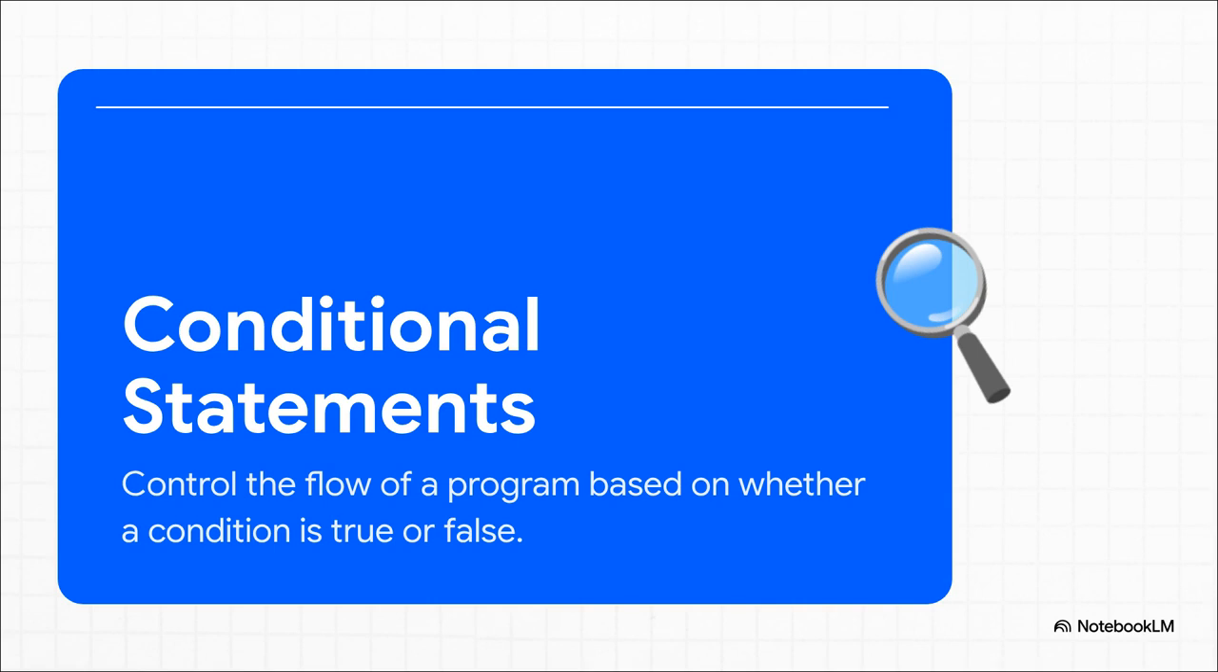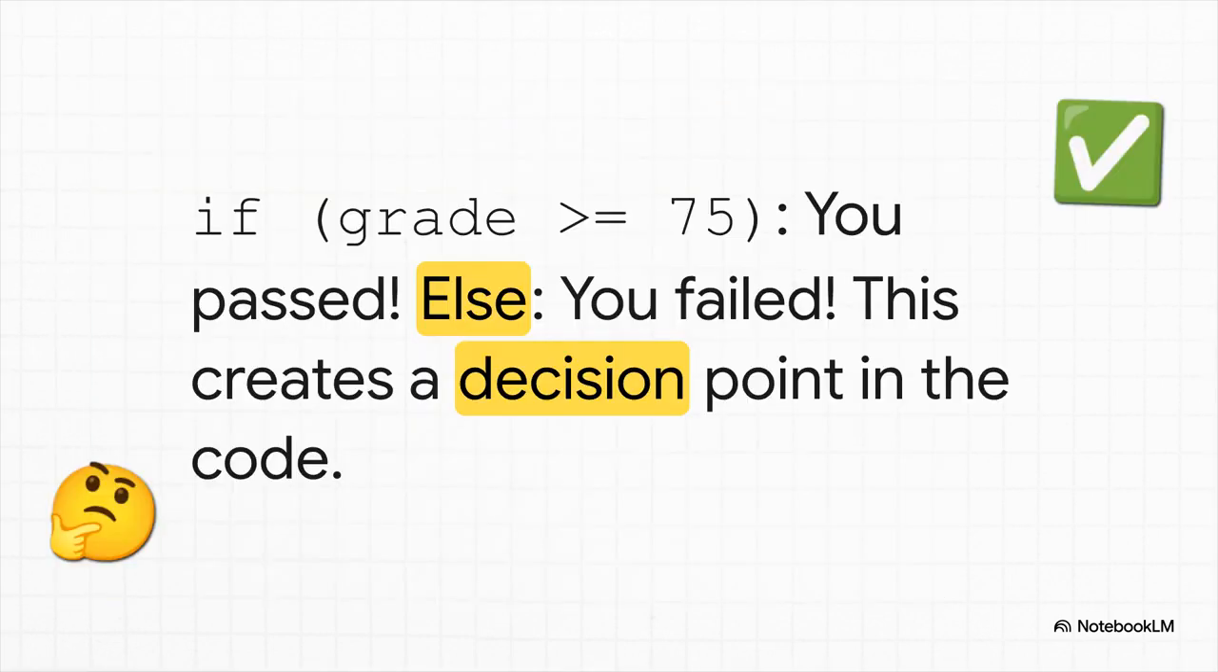You can literally think of these as the brains of your program. They let your code ask questions, and based on the answer, do different things. It's what makes an app feel so responsive and intelligent. And here's the most classic example, the if-else statement. It's basically a fork in the road for your code.